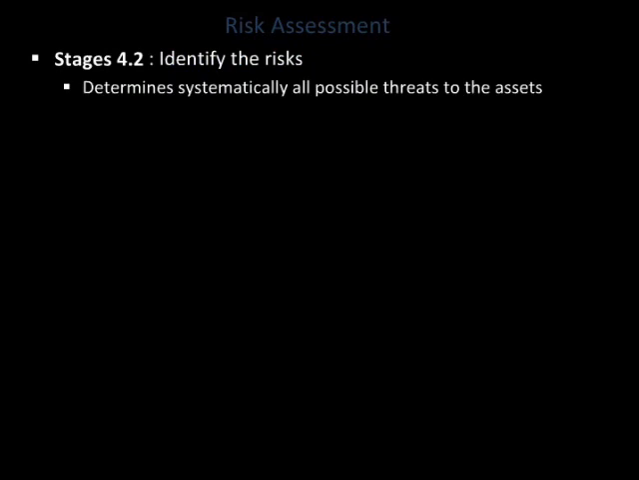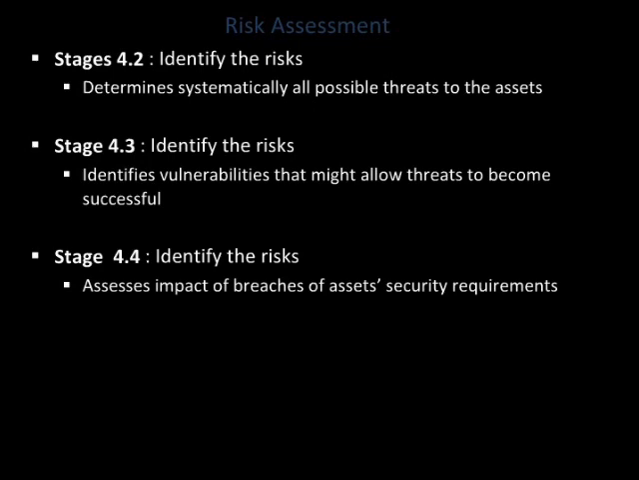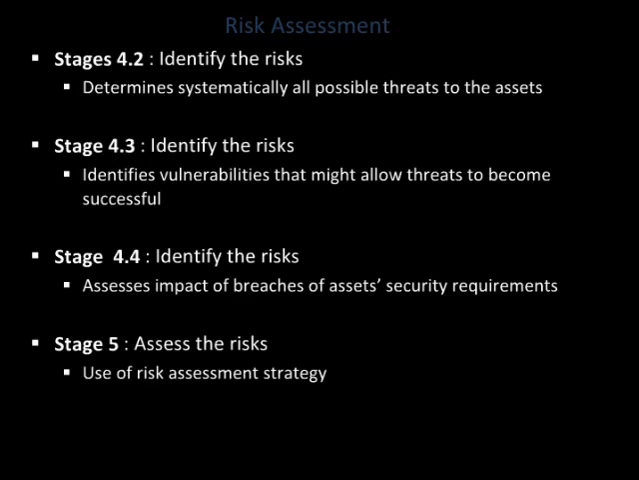Stages 4.2, 4.3, and 4.4 identify the risks. Stage 4.2 determines systematically the possible threats to the assets identified in the asset identification part of the process. Stage 4.3 identifies vulnerabilities that might allow those threats to become successful attacks on the assets. Stage 4.4 uses the evaluation mechanisms established in Stage 3 to assess the impact of breaches of the assets' security requirements. Stage 5 assesses the risks.